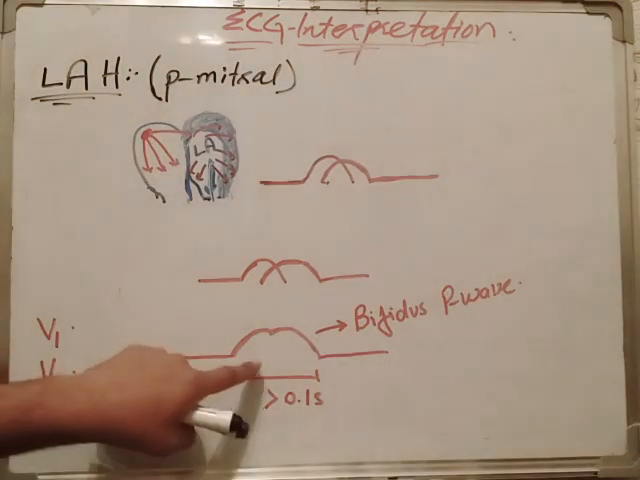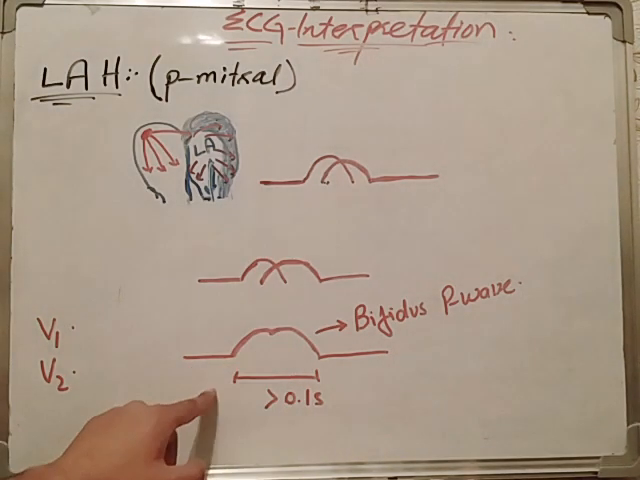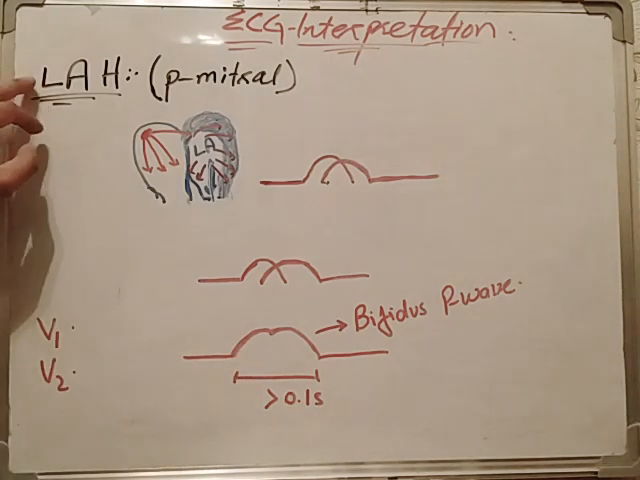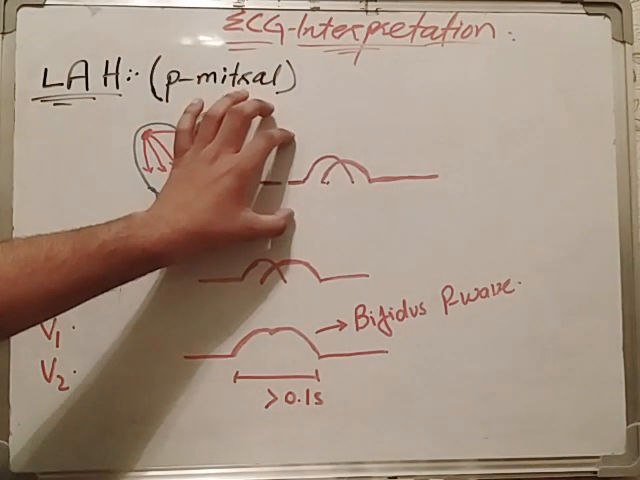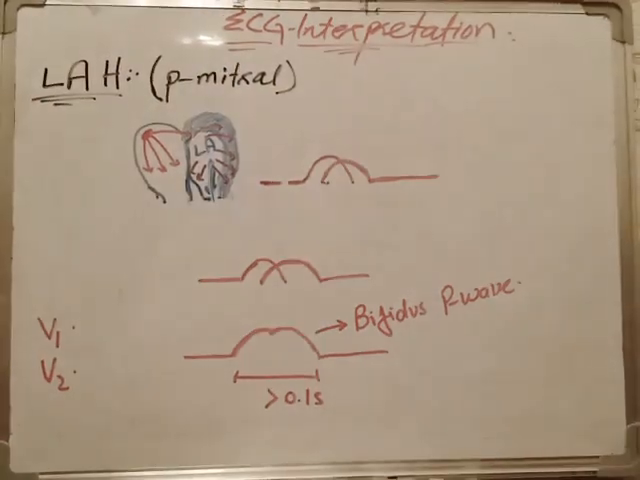So this is about left atrial hypertrophy. The bifid P wave increases in length, while the amplitude remains the same. In contrast, in right atrial hypertrophy, we see the amplitude increases, but the duration of the time remains the same. So this is about right and left atrial hypertrophy.